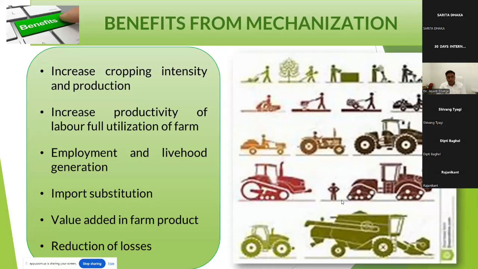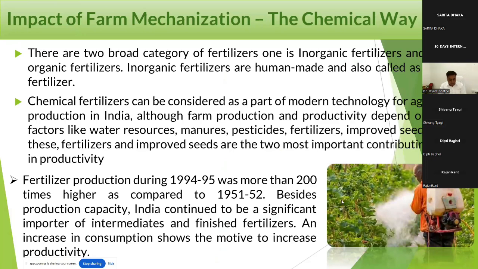If you see the benefits from mechanization, it increases the cropping intensity and production. It increases the productivity of the labor and gives full utilization of the farm. We can consider employment and livelihood generation, and import substitution. It gives value added in the farm products. It gives a reduction in the loss after the harvesting.